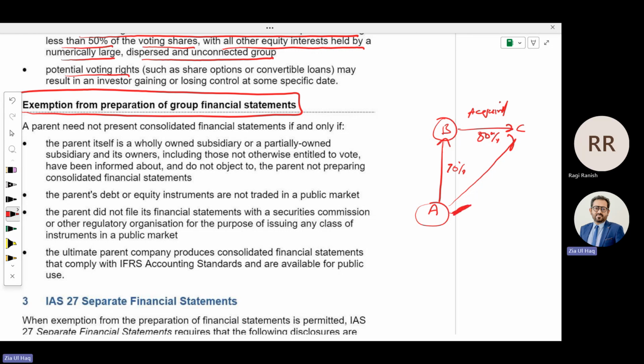A must prepare consolidated financial statements. And if A is preparing consolidated financial statements, B is allowed not to prepare consolidated financial statements. Meaning B will prepare its individual financial statements, C will prepare individual financial statements, A will prepare individual plus consolidated. Meaning if any entity is a parent company, but also a subsidiary of any other parent, then that entity, like B, is excluded from consolidation.